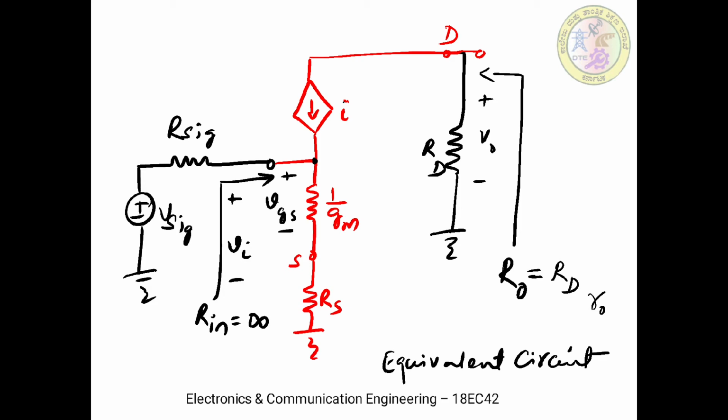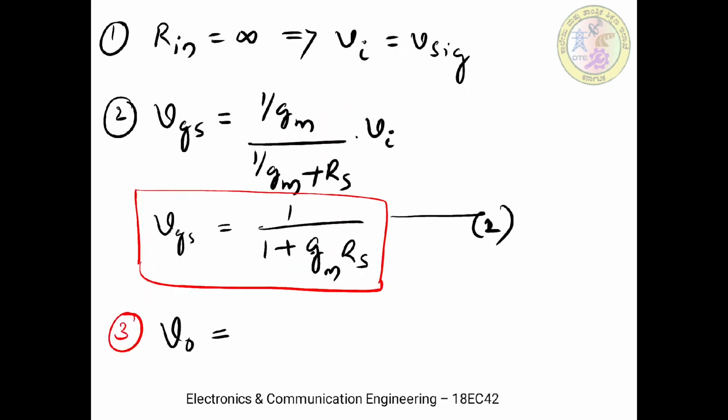Okay, so V0 will be equal to minus I into Rd. So we will write minus I into Rd as the output current equation. Okay, but what is I? So let us try to represent the I.